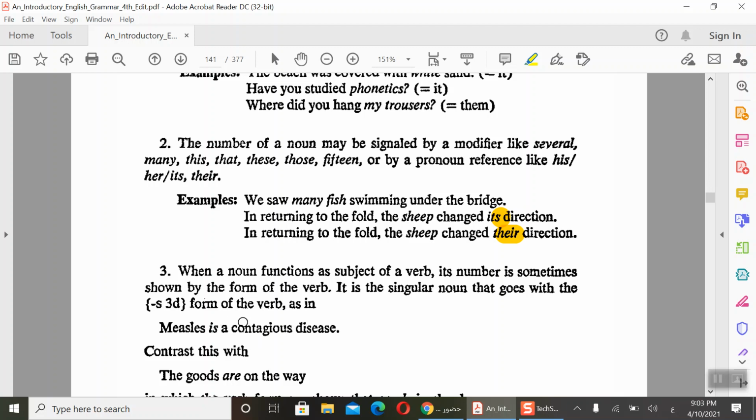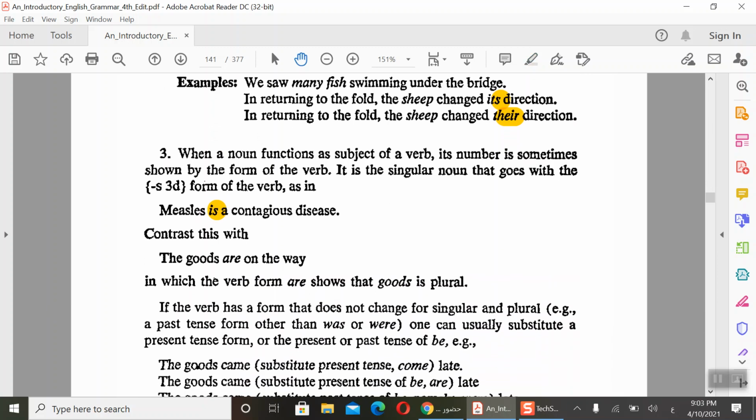So from the verb. Here we have the goods are. So here, are, this means that the goods is plural, not singular.